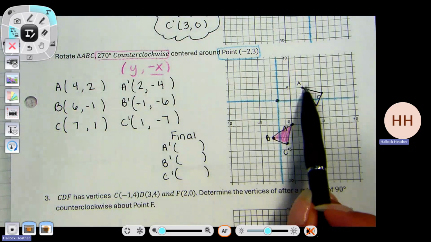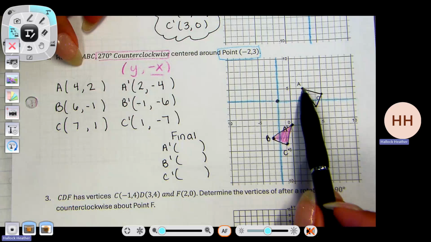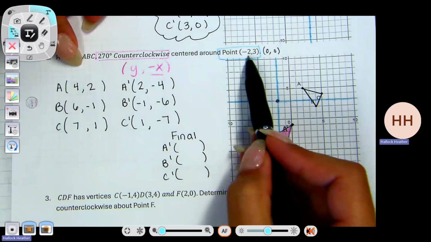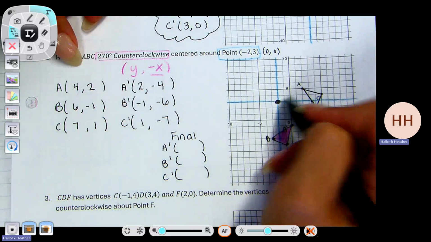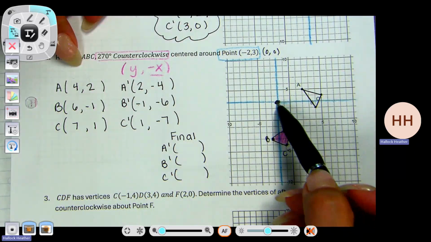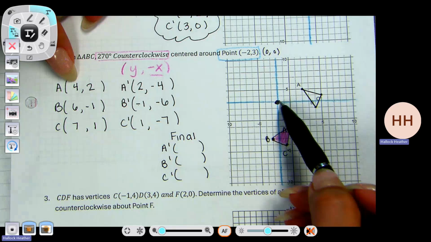Like the original A? No. So it would be at 2, 5. Is that what you're saying? But because I moved the origin, this is my new 0, 0. This turning point is -2, 3. So that's where I'm spinning around. So it's based on this new point. So I had to go over 1, 2, 3, 4, and up 2 from the new origin.